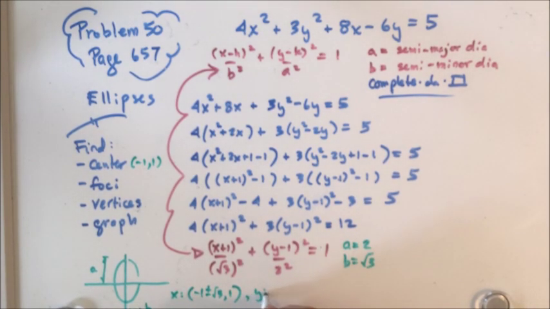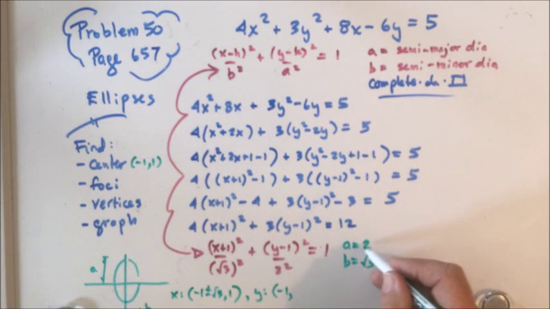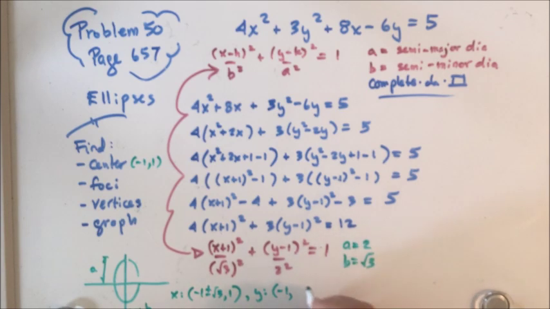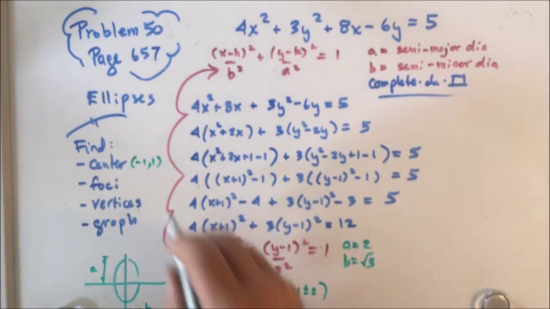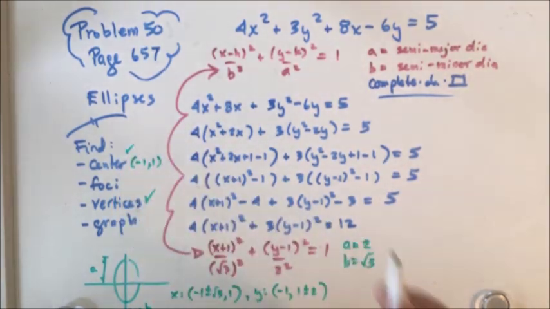Here come the y vertices. They have the same x coordinate as the center, but they are removed plus or minus 2 from 1. So I'm just going to write it that same way, 1 plus or minus 2. So you're going to get 3 and you're going to get minus 1 as these vertices right here. So I got the vertices and the center taken care of.